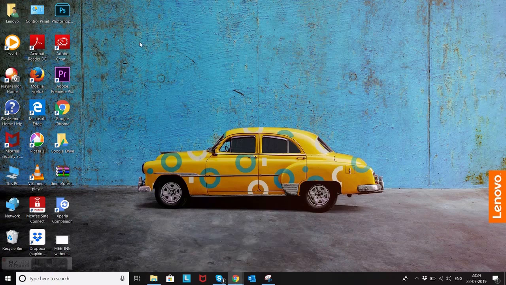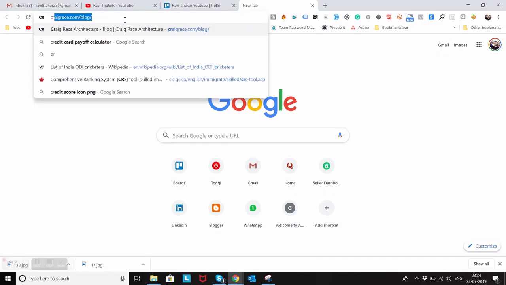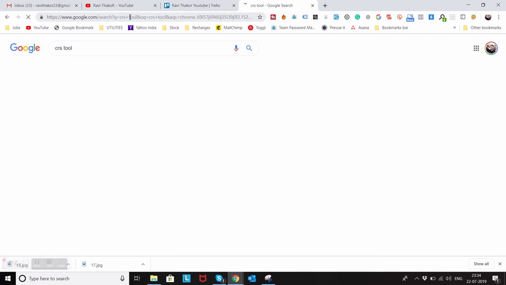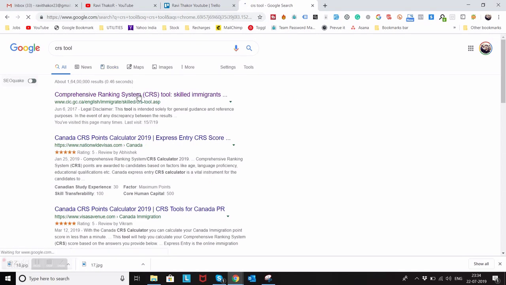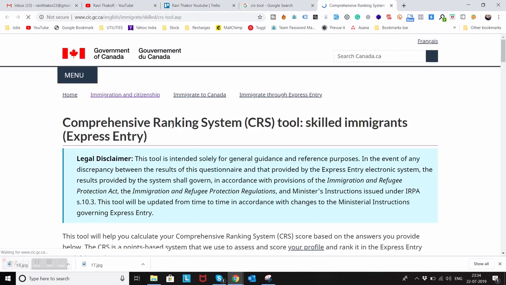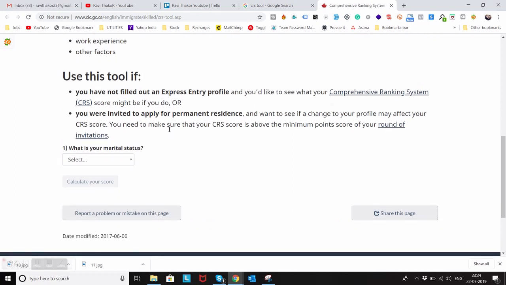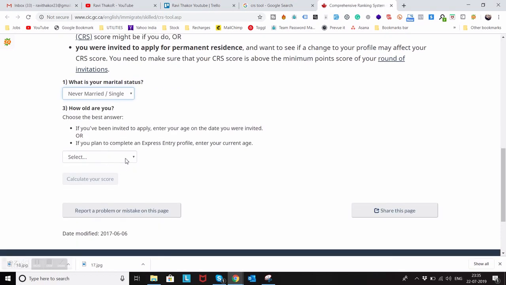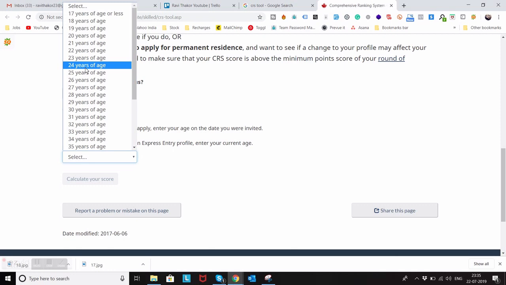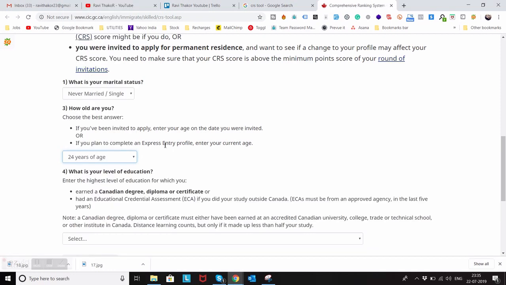So let's go to Google search and enter CRS tool. Here's the CRS tool. Okay, so we'll fill out this form as if I'm trying to apply for my PR, and I'll enter the exact details which I have put in my current PR profile. The first question is, what is your marital status? Of course, never married, single. How old are you? When I submitted my profile, I was 24 years of age.